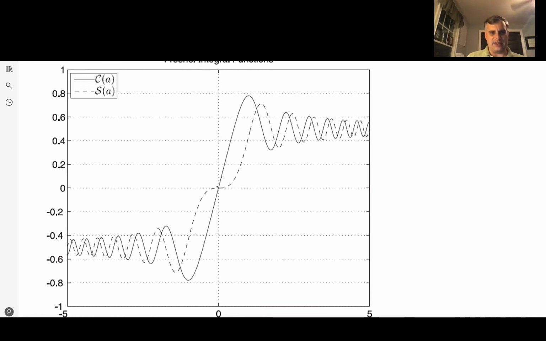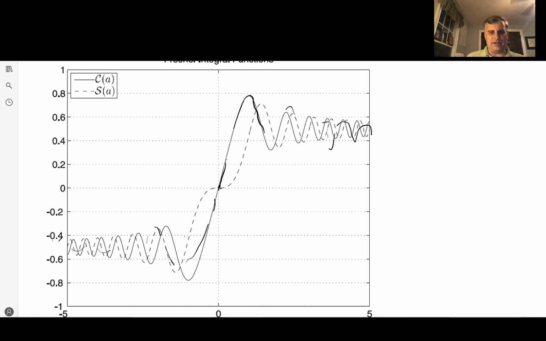The solid line is the cosine integral, the Fresnel cosine integral. And you see what happens. Starting at 0, you get 0. It goes up and up and up, and then you start to get that heavy, faster increasing oscillatory behavior. Same in the other direction.